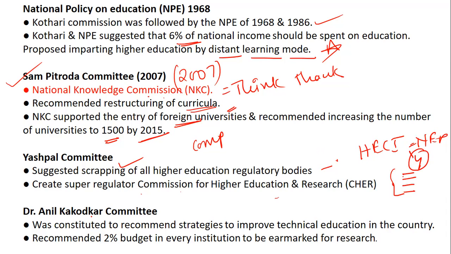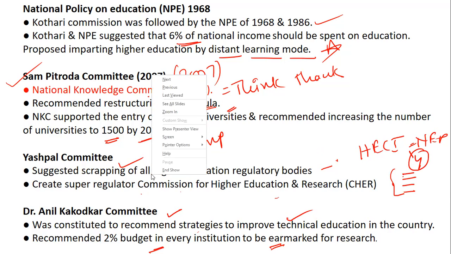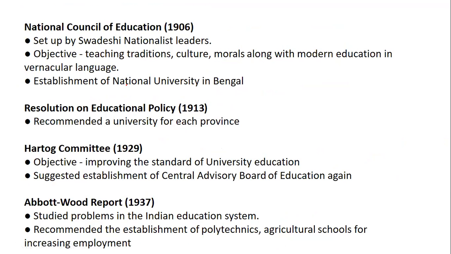Dr. Anil Kakodkar's committee recommended strategies to improve technical education, and 2% of the budget in every institution should be focused on research. Okay. Now, coming next is the National Educational Council of India, where we saw the setup of the nationalist leader, that is Swadeshi leader.